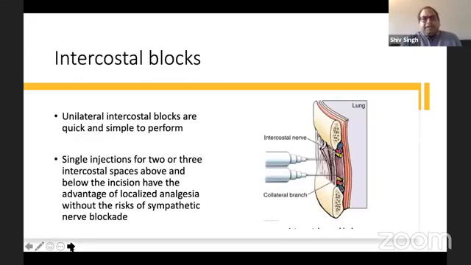Intercostal blocks: the advantage is that these are unilateral, so you can site the block to that area specifically. A single injection will cover 2 or 3 intercostal spaces. There is usually a little bit of spread up and down the segment you use. And because they are more peripheral, the local anesthetic cannot diffuse to the sympathetic trunks, so there is no sympathetic blockade, which is seen with epidural.